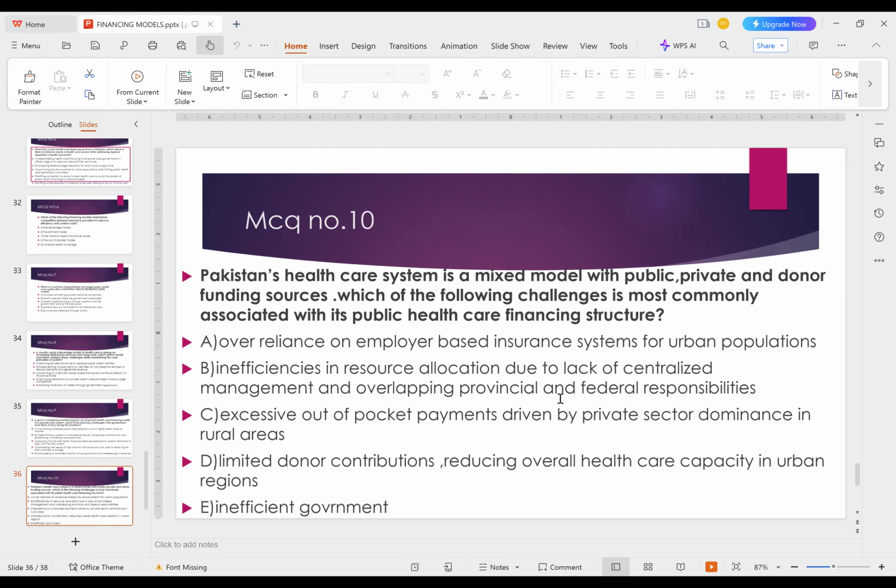Pakistan's healthcare system is a mixed model with public, private, and donor funding sources. Which of the following challenges is most commonly associated with its public healthcare financing structure? A, over-reliance on employer-based insurance systems for urban populations. B, inefficiencies in resource allocation due to lack of centralized management and overlapping provincial and federal responsibilities. C, excessive out-of-pocket payments driven by private sector dominance in rural areas. D, limited donor contributions reducing overall healthcare capacity in urban regions. Or E, inefficient government.